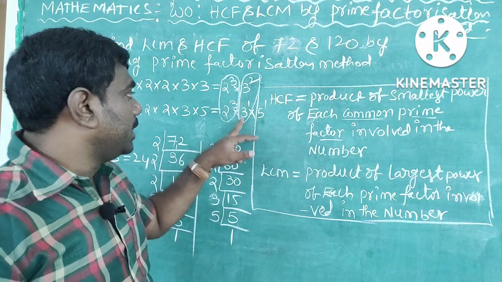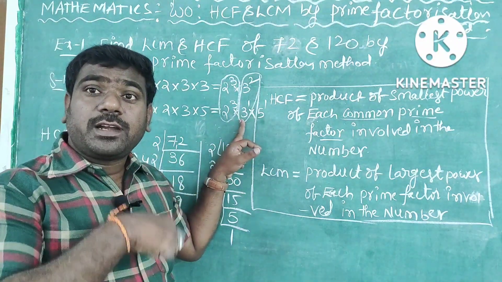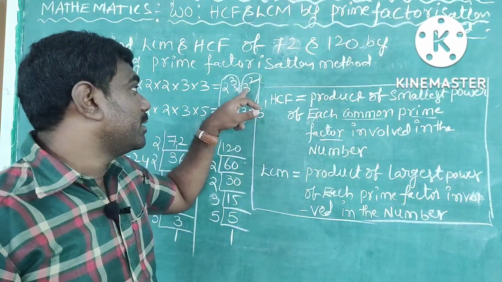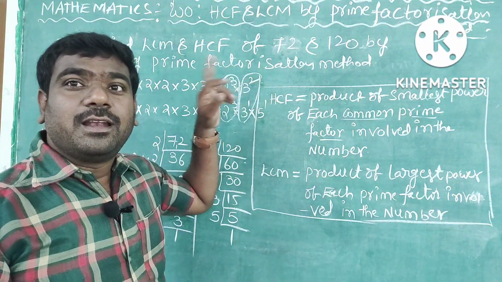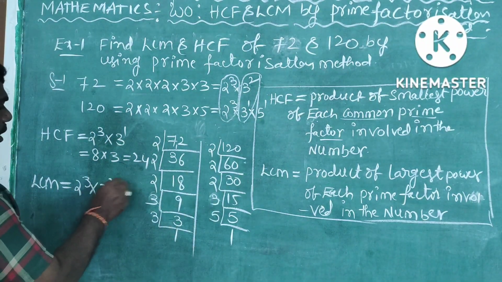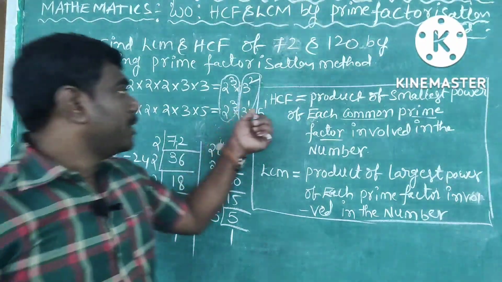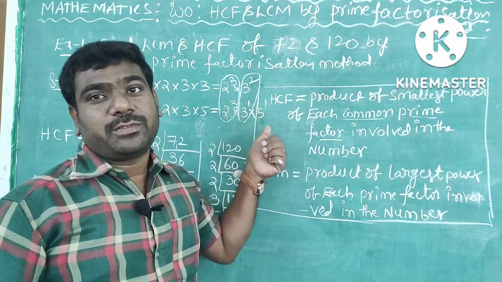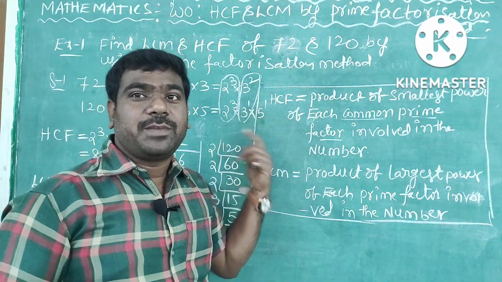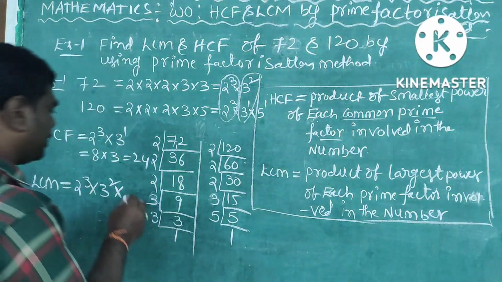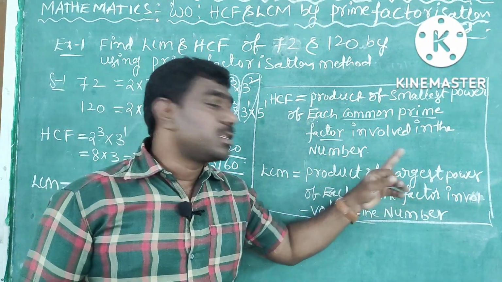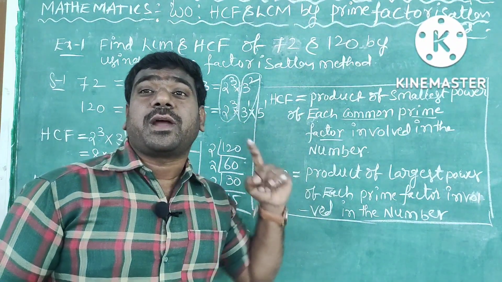Okay, now come to 3. In this, what is the largest power? Yes, 3 square is the largest power, so take that one, into 3 square. Next one is 5 power 1. Only a single one is there, 5 is repeating only one time, that's why we take it as it is. So the LCM is the product of the largest power of each prime factor.